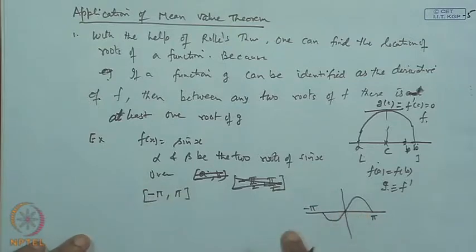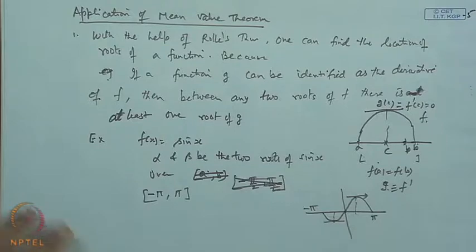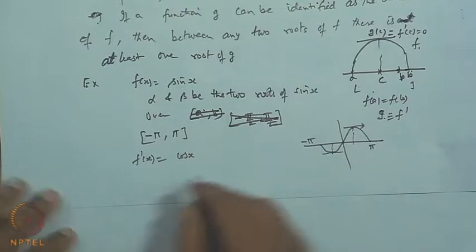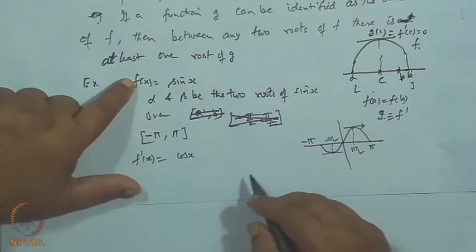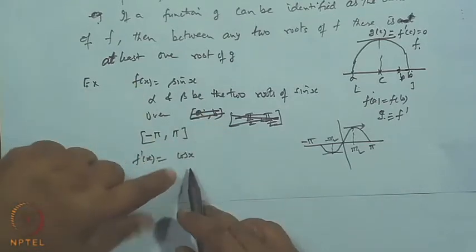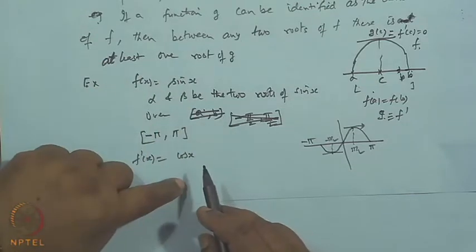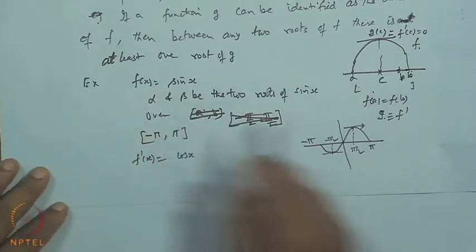Now, there exists at least one root. Obviously, this is one of the points where the derivative vanishes, and here is another point where the derivative vanishes. What is the derivative f prime x? The f prime x is cos x. So, cos x vanishes at pi by 2 and minus pi by 2. It shows that between any two roots of sin x, there is a root of cos x, and vice versa also. If I start with cos x, then its derivative is minus sin x, so again between any two roots of cos x, there is a root of sin x. So, one can locate the roots of the function with the help of Rolle's theorem.